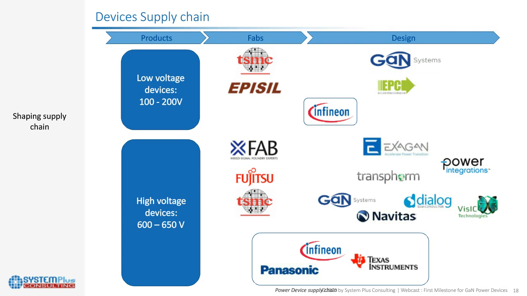So here you can see the main fabs that propose their services to do epitaxy and front-end: TSMC, EpiSilix, and Fujitsu. And then we have other players like Infineon, Panasonic, Texas Instruments, that also use their internal fab.